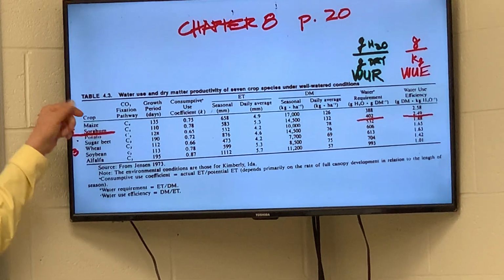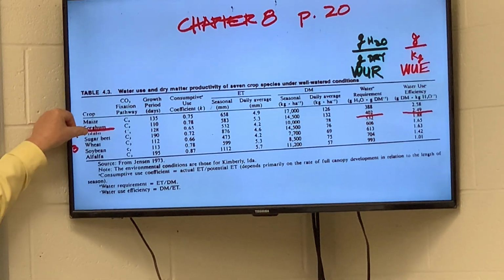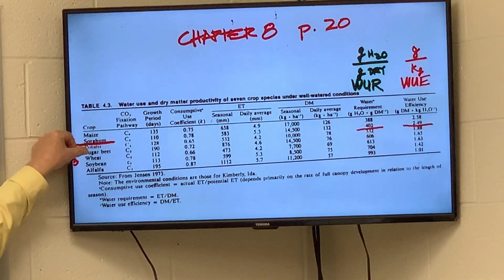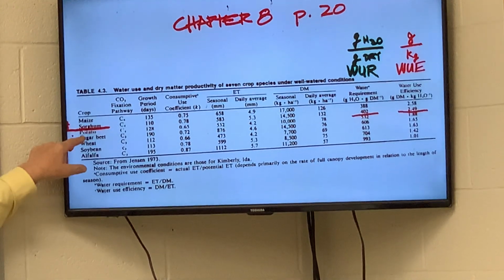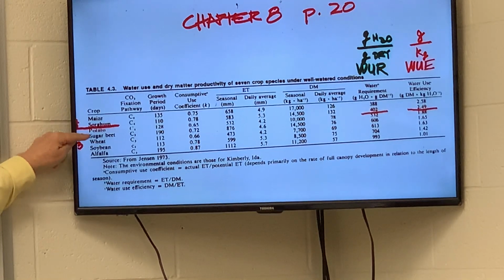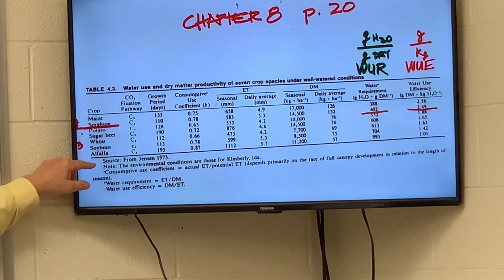Two C4 crops, maize and sorghum. I'll send this as a handout. And then a whole bunch of C3 crops. Wyatt's favorite crop, potatoes, and wheat, soybeans, alfalfa.